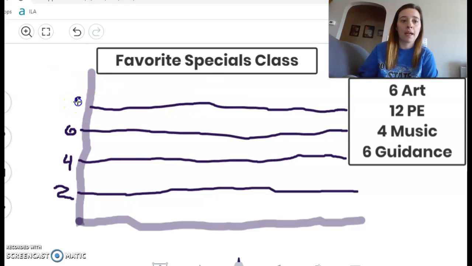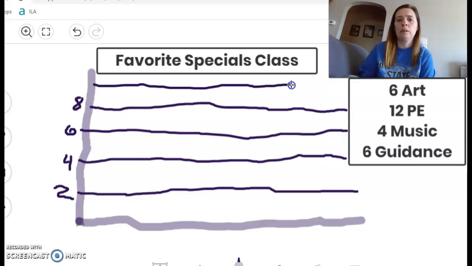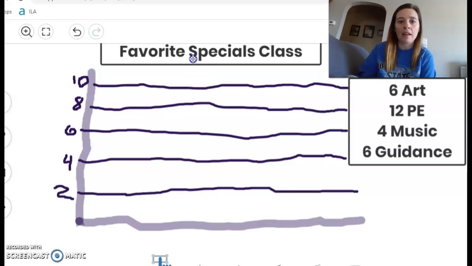This is going to be my 8. I'm going to have to go a little bigger up here. Ooh, it's so hard to do this with a mouse pad. This is going to be my 10. And like I said, I'm going to have to make it a little bit bigger, and that's okay. So I'm going to go up there.